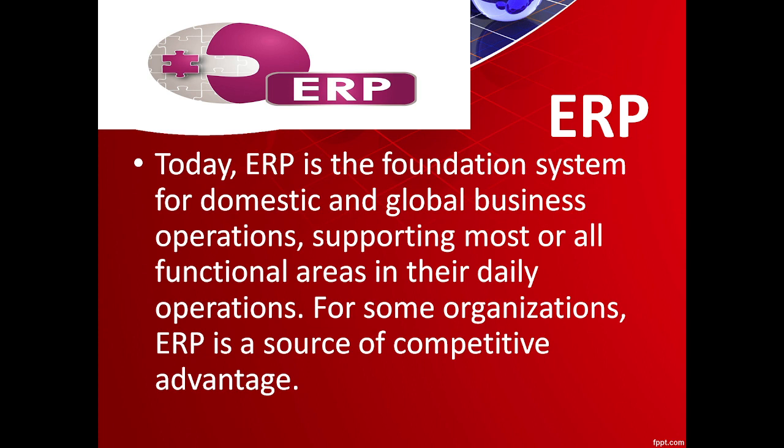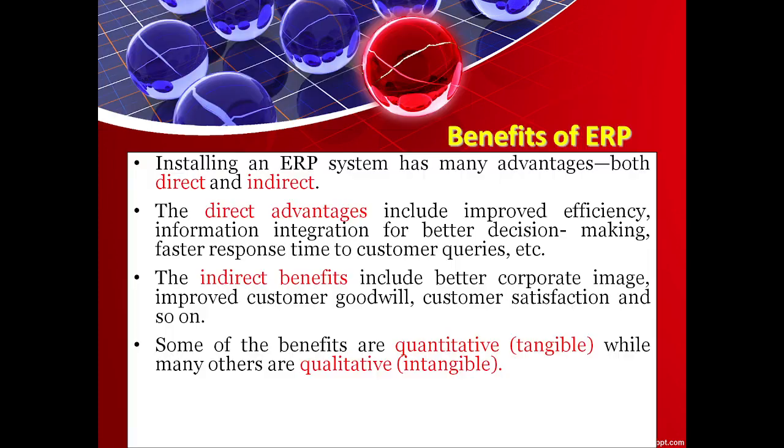So today ERP is the foundation of all domestic and global supply chain operations, supporting mostly all the areas in daily operations. So we can say ERP is a source of competitive advantage. So why do we require ERP under SCM? Because it has advantages, direct and indirect benefits. Direct advantages will be improved efficiency, information integration for better decision making, faster response time to customer queries. Indirect benefits include better corporate image, improved customer goodwill, customer satisfaction.